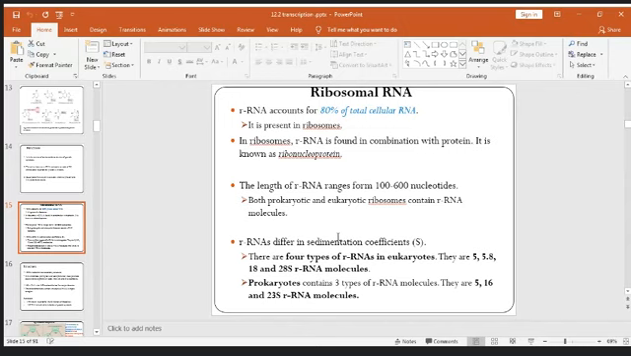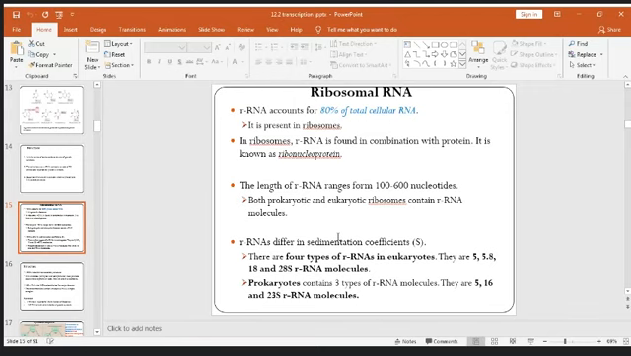So there are 4 types of ribosomal RNAs in the eukaryotes based on their sedimentation coefficients. They are the 5S, 5.8S, 18S, and 28S Svedberg coefficient ribosomal RNA molecules. So the 5S ribosomal RNA has this function, and 5.8S has this function. It's based on their sedimentation coefficients.